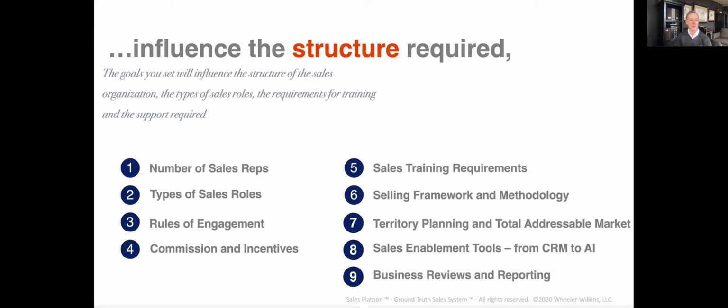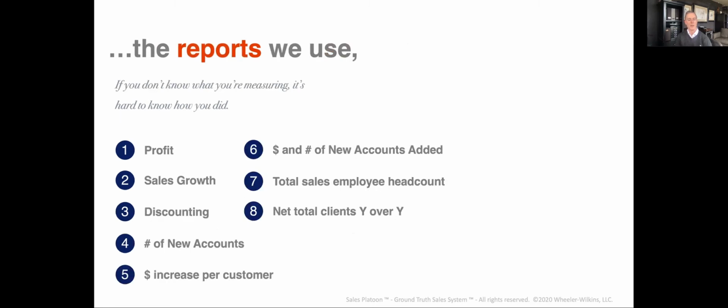Do we need to embed them within our structure? And then finally, how are we going to report on this? Business reviews, annual business reviews, structure. These are all important components that are going to go into our annual planning. The reports that we use will be the things that we pull based upon the first two things that we do. So we'll pull reports like profit or sales growth.